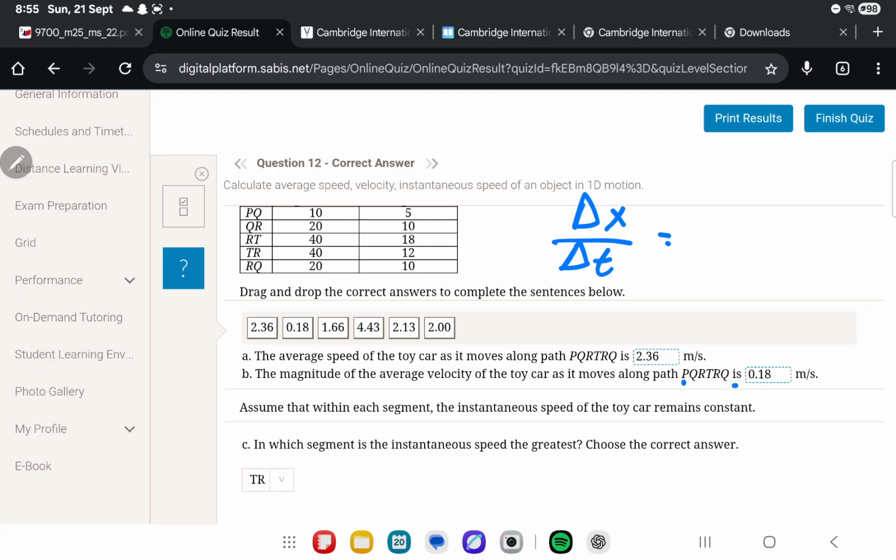So PQ is 10 over all the time it took. We're counting P to Q, then Q to R, then T to R, then R to Q again. So we're counting the same time, which is 55 seconds. So the average velocity is going to be 10 over 55, which is 0.18 meters per second.